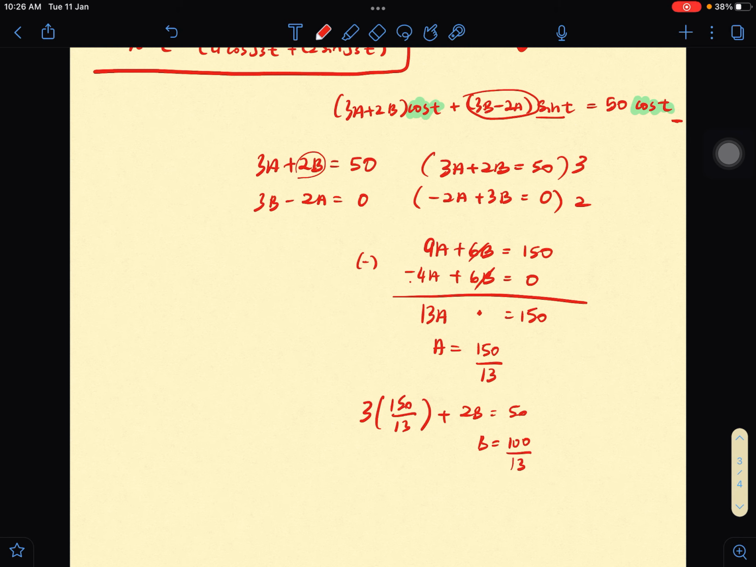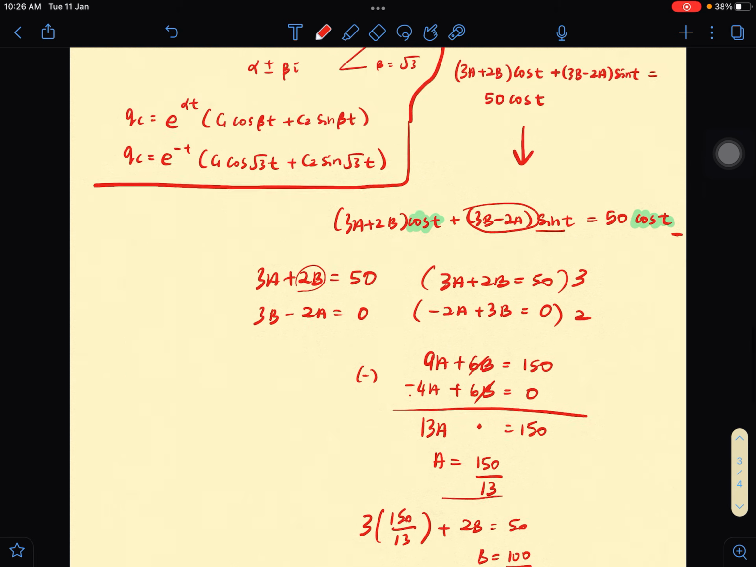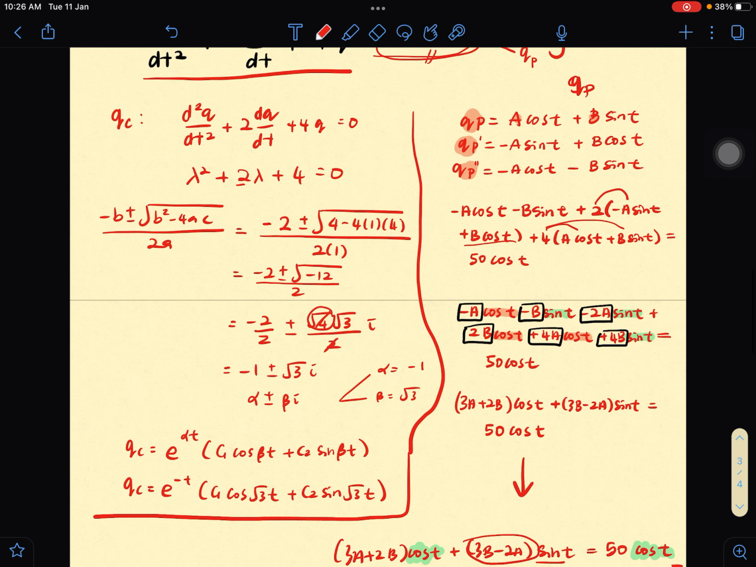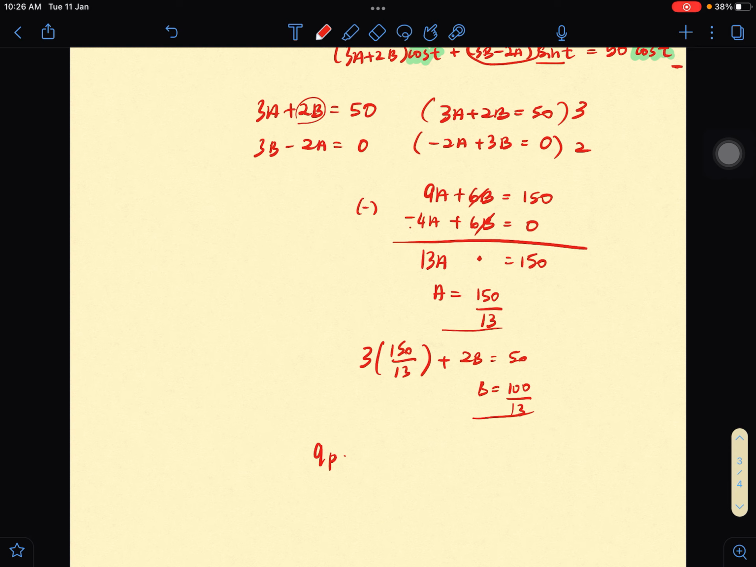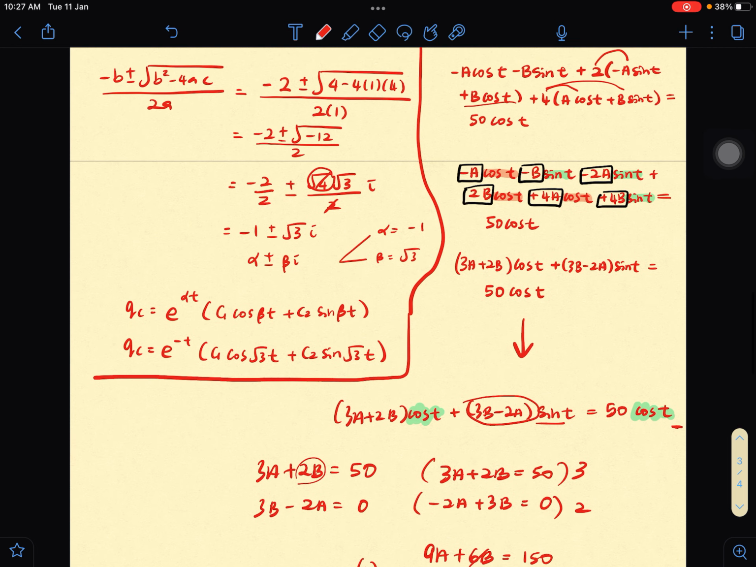Boleh kira. Okay, so awak dah dapat A awak dah dapat B awak boleh masukkan nilai A dan B dalam kita punya QP because kita nak QP kita. Okay, so QP kita A cos T plus B sin T. Therefore, our QP will be 150 per 13 cos T plus 100 over 13 sin T. So inilah awak punya QP. So awak dah ada QP, awak dah ada QC, awak hanya kena combine untuk awak dapat apa awak punya Q.